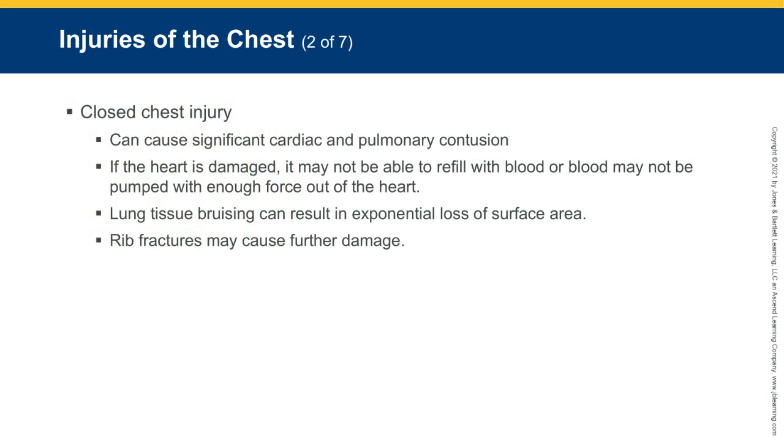Closed chest injuries can cause serious complications, such as cardiac or pulmonary contusions. If the heart is damaged, it may not effectively pump blood, and lung bruising can reduce the surface area available for gas exchange. Rib fractures can worsen the injury by damaging internal structures.